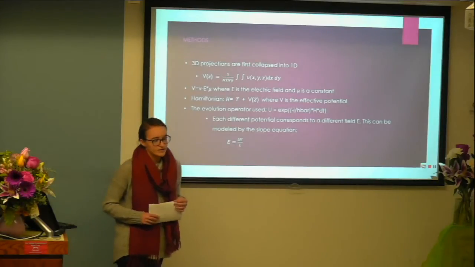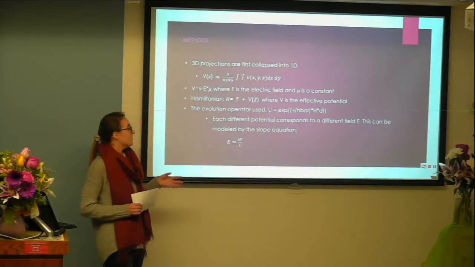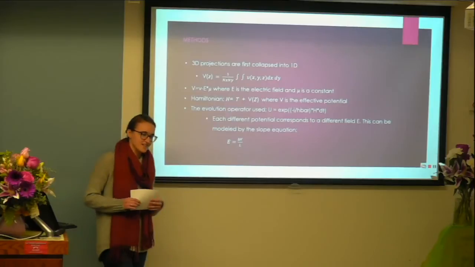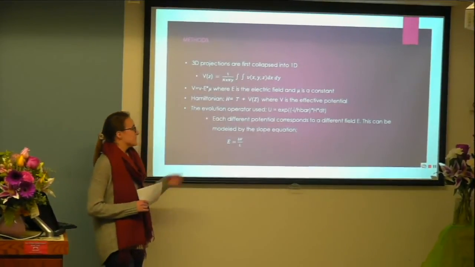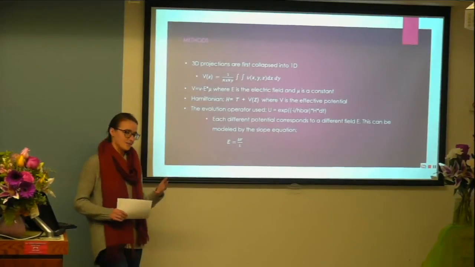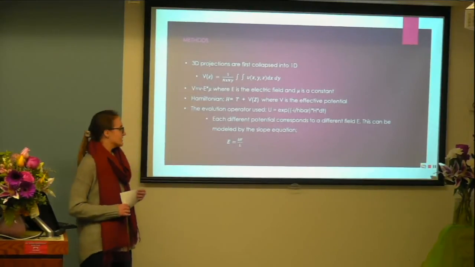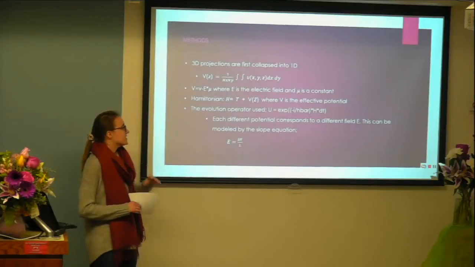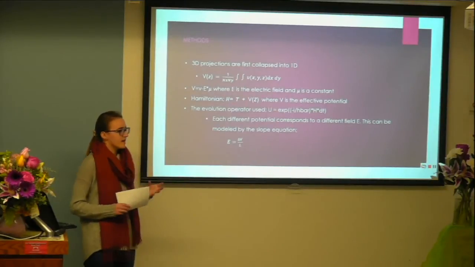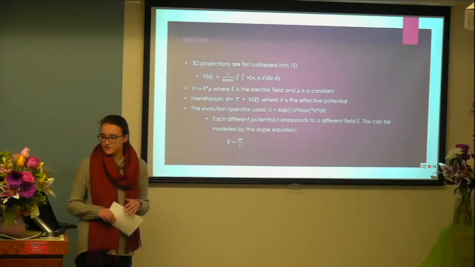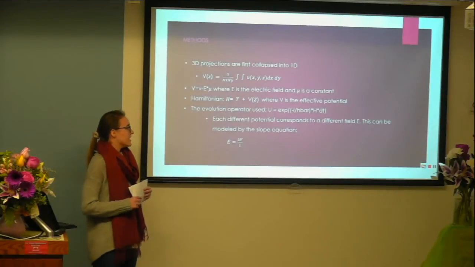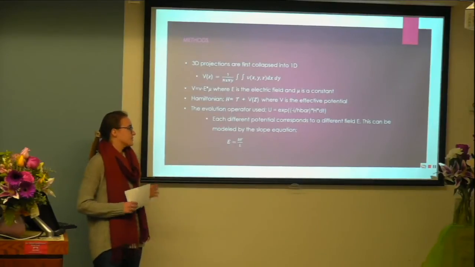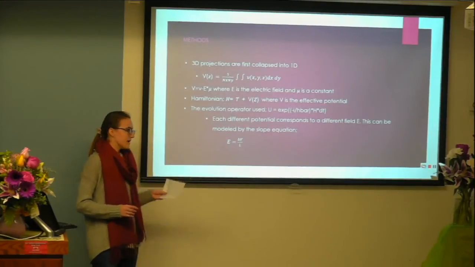So we're going to notice a dependence of our probability of finding the electron in a specific space on our applied potential. That's because our evolution operator is dependent on that Hamiltonian, which is dependent on the potential. And so I just have a further explanation to outline or identify that each different potential is going to correspond to a different electric field, which is just important to note. And you'll notice that in the plots, we do see a direct relationship between our change in potential and our electric field.